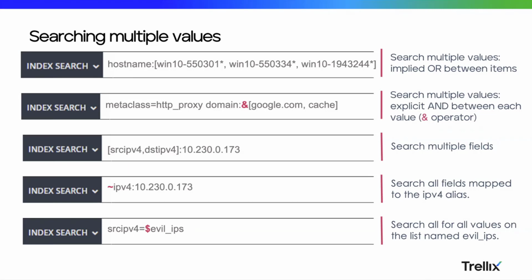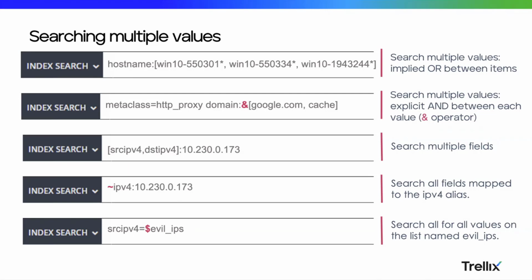Now, as you can imagine, searching your IP data like this is pretty common. So we have an alias that maps to those IPv4 fields. The syntax for that is the tilde, then IPv4, and then we indicate the IP address. And that's going to search all fields mapped to that IPv4 alias. It's a really handy one. We have several other aliases that are useful, and I'll go through those in a minute here.